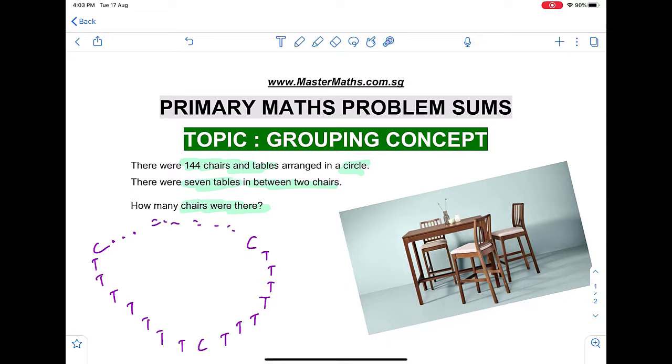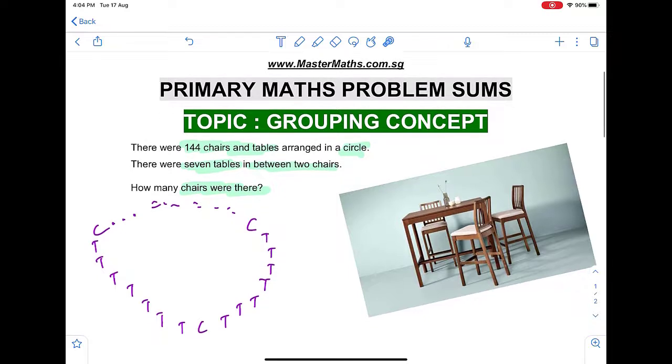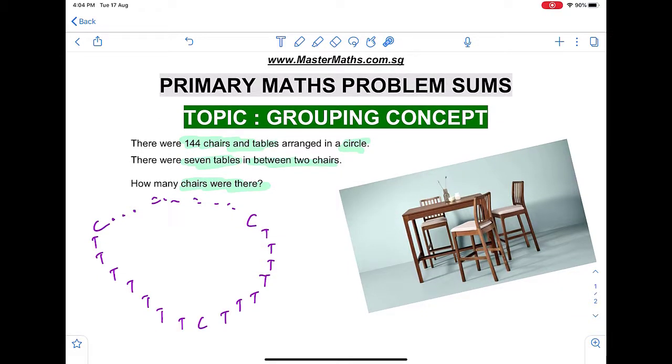and also in between 2 chairs, guys, there are 1, 2, 3, 4, 5, 6, 7 tables. And they go around in circles so that the total will be 144 items. Now, to do this, we must realize that there is a set of items that we can group together. Now, where is that set? The set is here. Be careful when you group it.